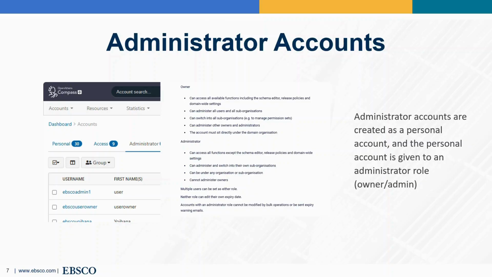The next thing that we're going to discuss is how to create a personal account. I will show you the process and how you can allocate the admin role to your personal account. Before that, I'd like to mention that there are two roles. First is the owner, which is the top level access and can do mostly everything. And then we have the administrator, which can also do most of the same functions except the schema editor, release policies, and domain-wide settings.